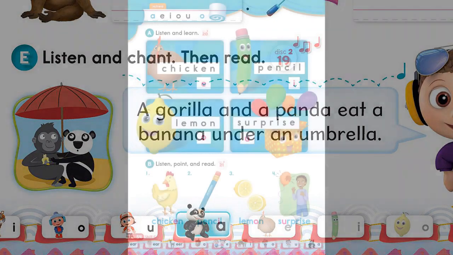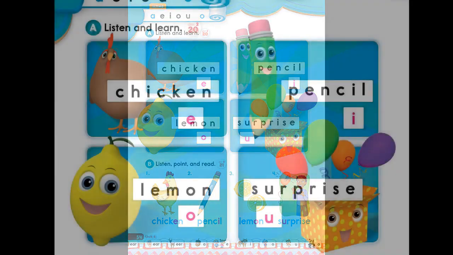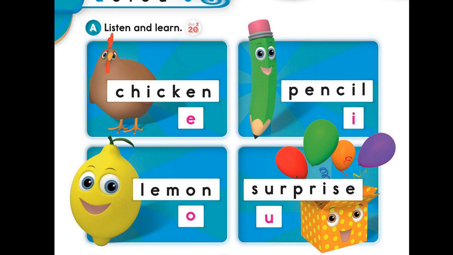Page 54. Schwa: E, I, O, U, A. Listen and learn. This is a chicken. Do you hear the sound in the word chicken? Say. That's right. Chicken. This is a pencil. Do you hear the sound in the word pencil? Say. That's right. Pencil.